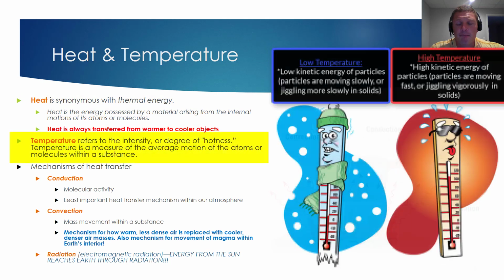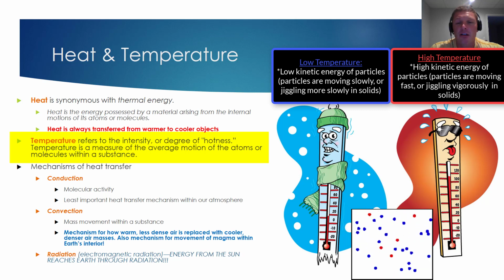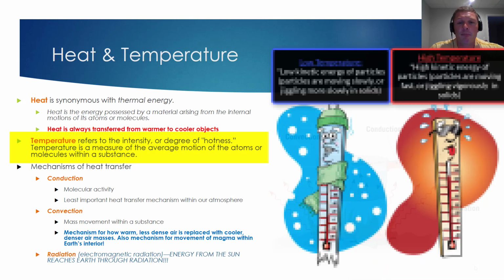Now, temperature is different. Temperature is the quantitative measure of the intensity or the degree of quote-unquote hotness. At the molecular level, what temperature is basically measuring is the average motion of atoms or molecules within a substance. In terms of measuring temperature, scientists use the Celsius scale, although you're probably most familiar with the Fahrenheit scale. In this course, I will reference both scales, just make sure you pay attention to which unit we're using.